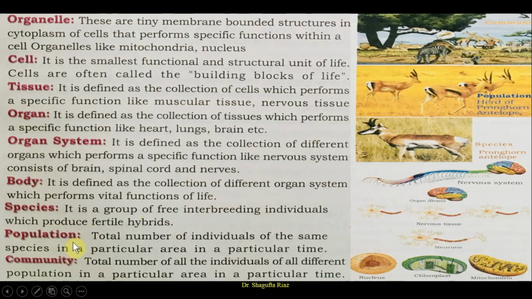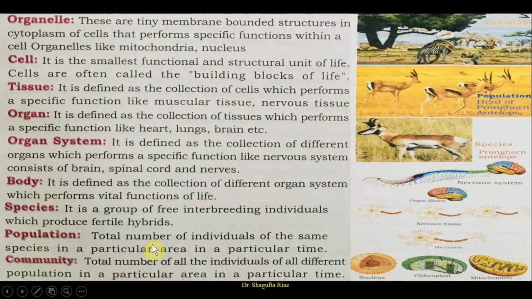Then population and community. This is very important because it comes in your board exam. So you have to understand the difference between population and community. Population is the total number of individuals of the same species in a particular area at a particular time. And community is the total number of all the individuals of all different populations in a particular area at a particular time. What is the difference between population and community?